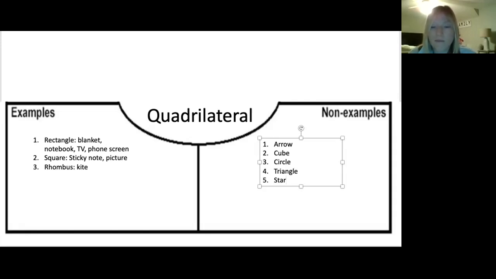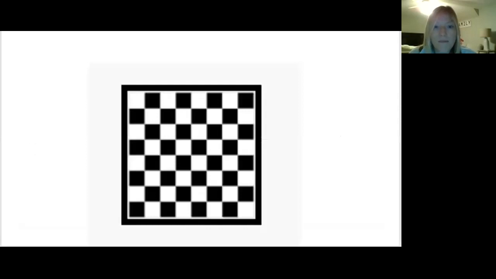Take a look at the pictures. Do you know what this is? If you know, tell me what this looks like to you. You play on that. Right. It's a board. A checkerboard. And what shape do you see here? Square. Awesome. So give me a thumbs up or a thumbs down if you think it's a quadrilateral, if you think it's not a quadrilateral. If you think it is, give me a thumbs up. And if you think it's not, thumbs down.